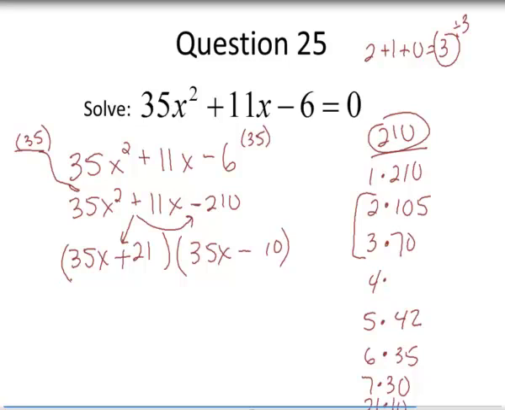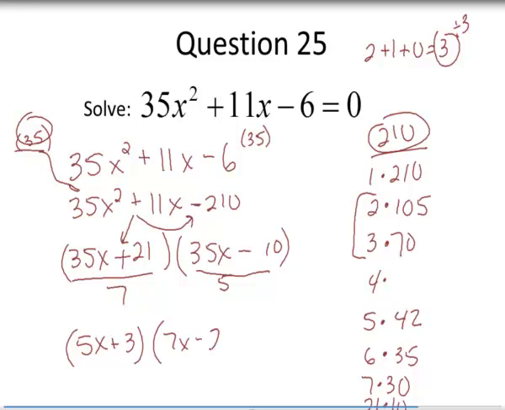So finally, what's the last step here? I'm not done. I introduced a number that wasn't part of the problem. That was the 35, right? So I have to divide it out. So let's see, what can I divide out of the left side here? What's in common to 35 and 21? 7. Good. What's in common to 35 and 10? 5. Awesome. So we get 5x plus 3 over here. And on the right side, we get 7x minus 2.